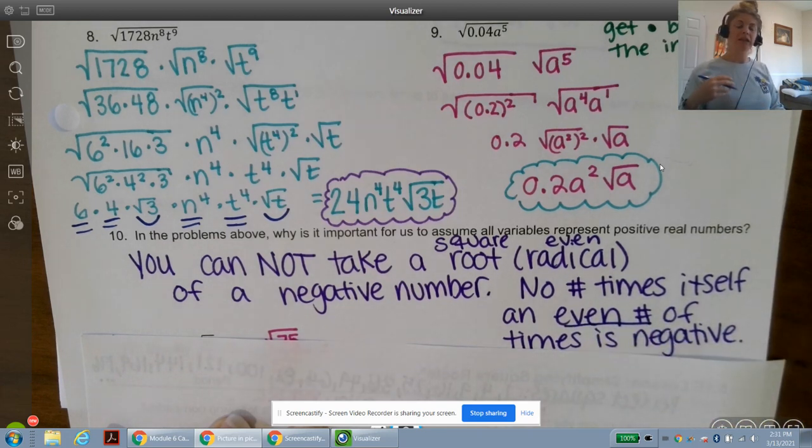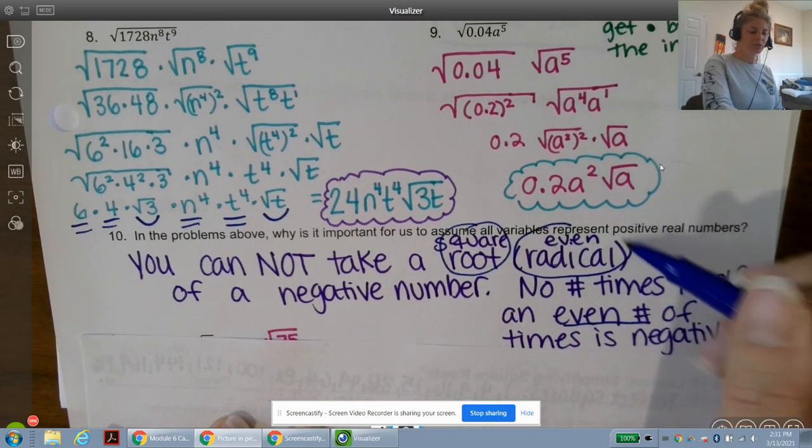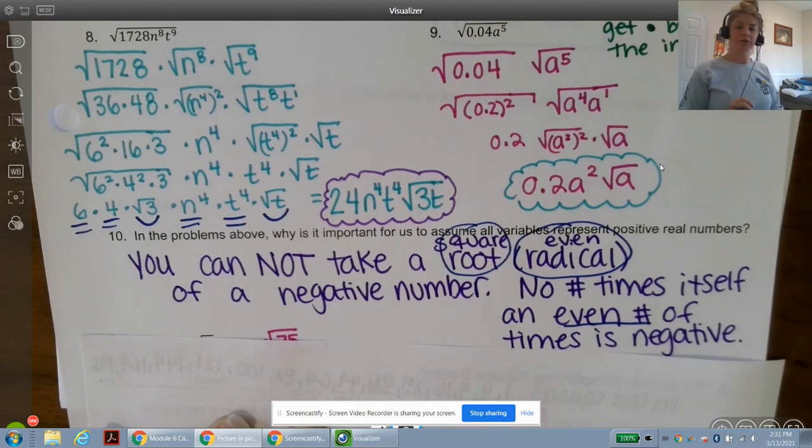Because as we continue this module, we're going to look at not just square roots, but cube roots and fourth roots and fifth roots and sixth roots. And sometimes you can take the root of a negative number, but you can't take a square root, or in fact an even root or an even radical of a negative number, because no number times itself an even number of times is negative. So if you take a number and multiply itself by itself twice, it's going to end up being positive. If you take any number, multiply by itself 4 times, it's going to end up being positive. If you take any number, multiply by itself 6 times, it's going to end up being positive.